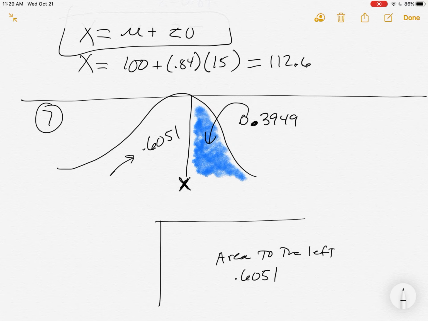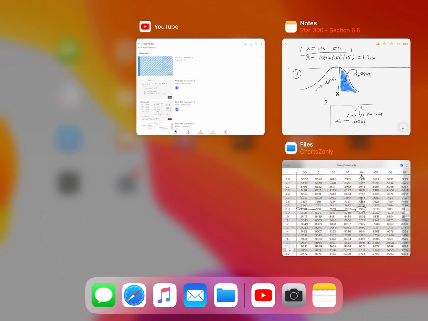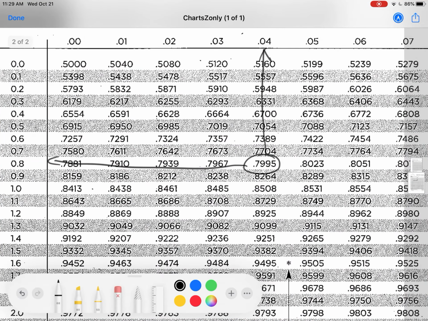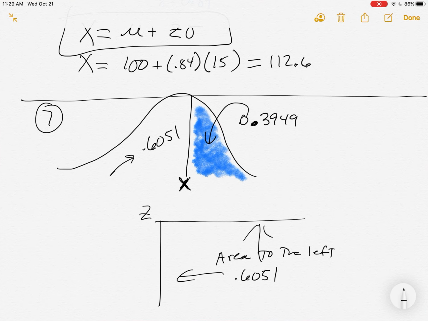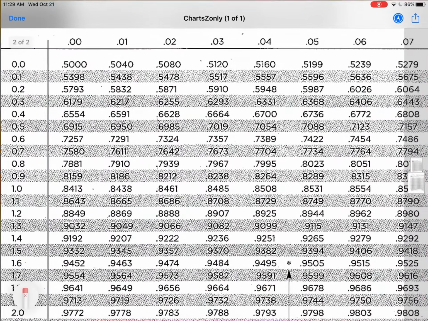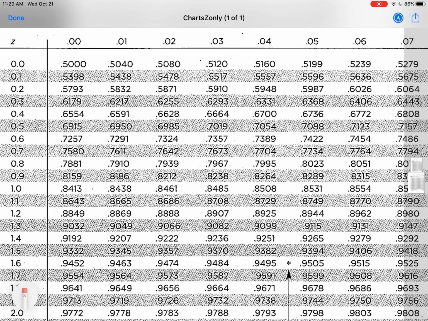0.6051 is the number that I want to be able to find in the chart so that I could get a Z location for it. I can know how many standard deviations it is above the mean. Let's go find it. So we're coming in here. Again, I'll take a moment to erase. And we're looking for, let's remember, 0.6051. So I always model things directly.